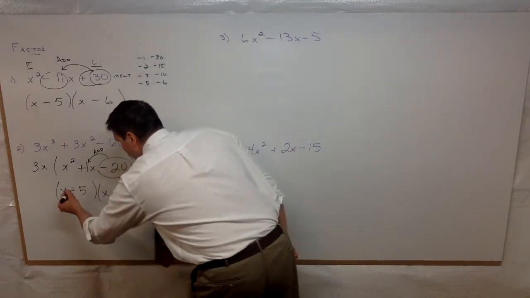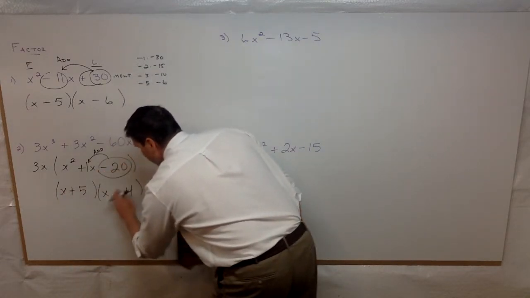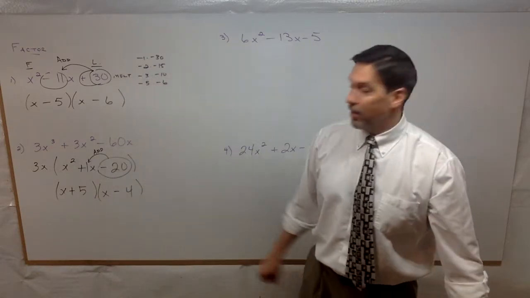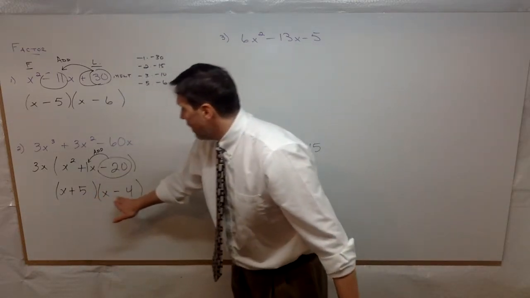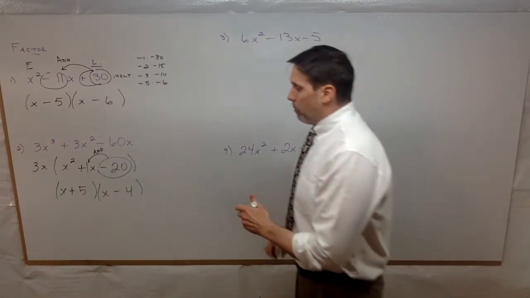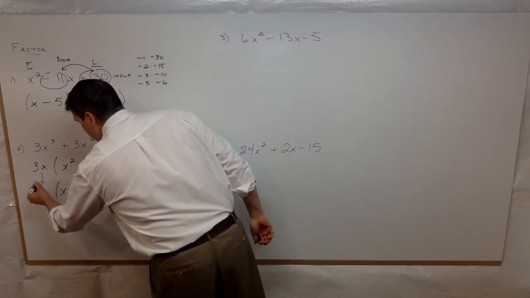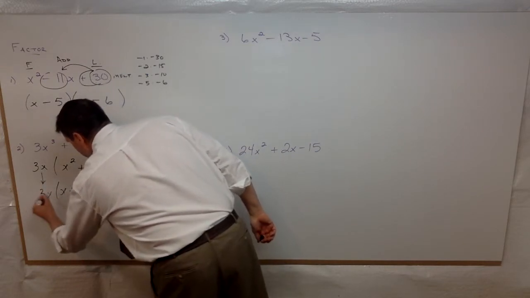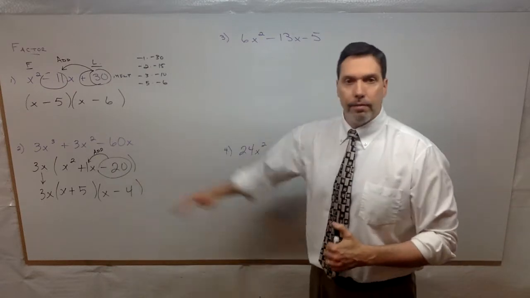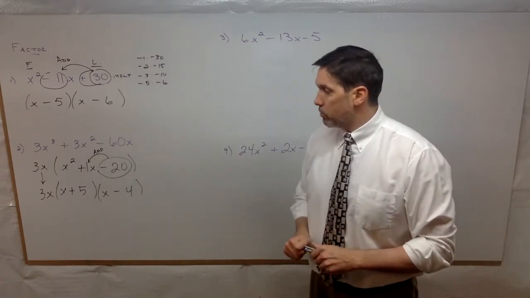negative 1. We want a positive 1. That's why it's a good idea to check those. Good thing I caught that. So positive 5 added to a negative 4 is a positive 1. Oh, yeah, let's not make another mistake here. Don't forget your greatest common factor. So that's the proper factorization of the original trinomial there.